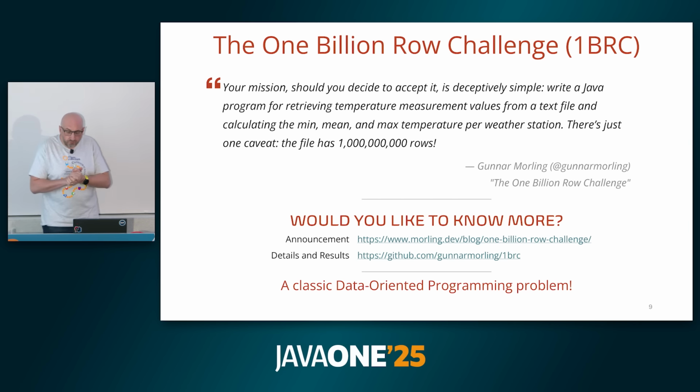in this case, 1 billion rows. So here is the challenge from the blog that announced it. Your mission is to write a Java program for retrieving temperature measurement values from a text file and calculating minimum, average, and maximum temperature per weather station. There is just one caveat. The file has 1 billion rows. So when you actually generate test data, it ends up being about 13 gigs of data. So yeah, these are the links to the blog and to the results. Obviously, folks submitted a lot of solutions.